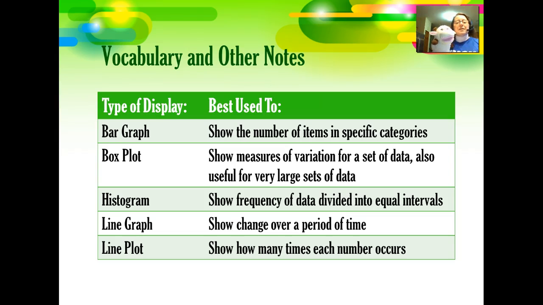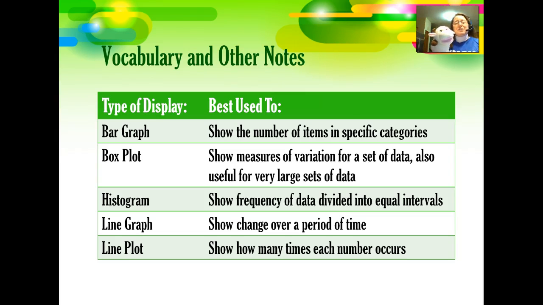A second display is box plot. A box plot is best used to show measures of variation for a set of data. And it's also useful for very large sets of data. And if you remember, those measures of variation include the quartiles and the upper and lower extremes.